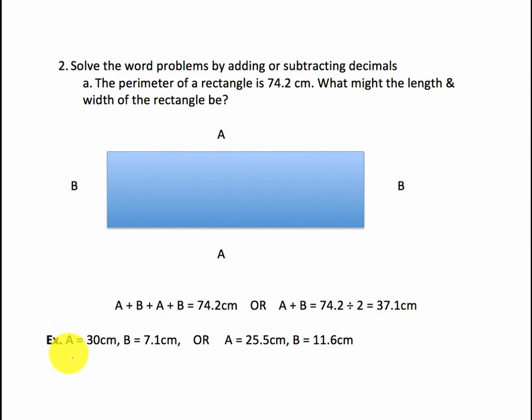That could be as simple as saying one is 30 and the other is 7.1, or if you want to make it a little bit trickier, you could say A is 25.5 and B is 11.6. And again, there are several possible answers. As long as your two sides, your length and your width, add up to 37.1 centimeters, then you've done it correctly.